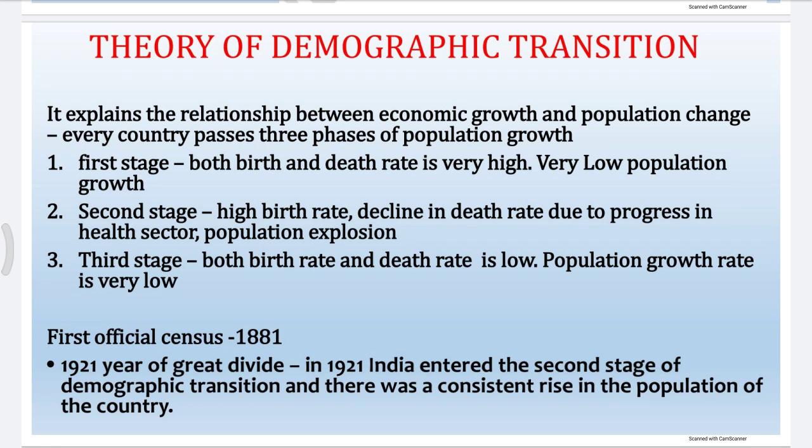Second stage. In the second stage, birth rate will be very high and death rate will be very low. So there is a population explosion. The population will be very high under this stage because there is a high birth rate and low death rate. The death rate declines because of improvement in the health sector.